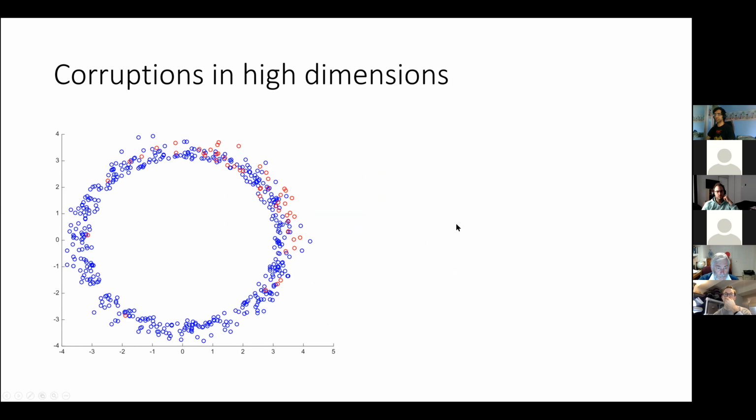However, in high dimensions, the picture looks something more like this. This is a caricature of a Gaussian in high dimensions.